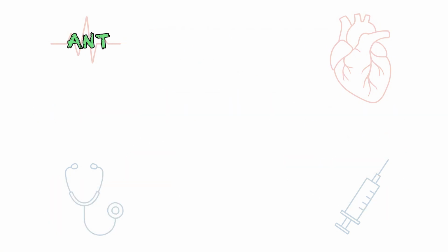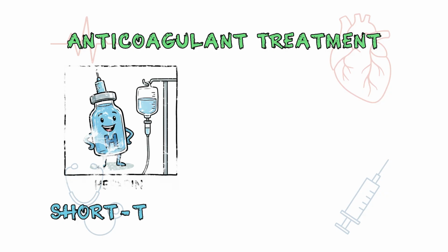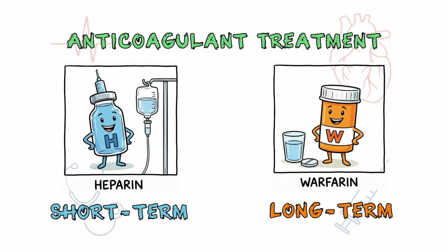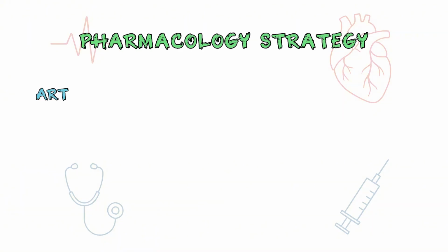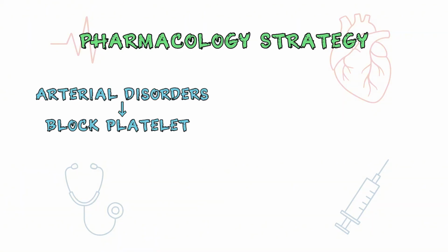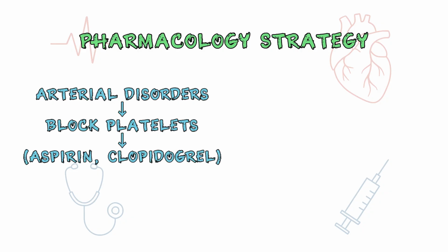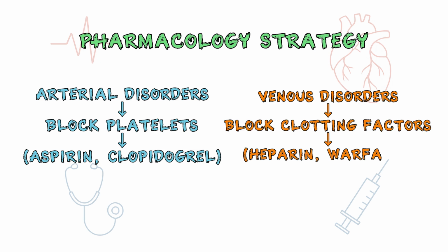Now, anticoagulant treatment. Short term, heparin, enoxaparin, which is Lovenox, and long term, warfarin, which is Coumadin. These medications prevent clots from getting bigger or breaking off. So, now a pharmacology strategy simplification. Arterial disorders, block platelets, which is aspirin, clopidogrel. Venous disorders, block clotting factors, which is heparin, warfarin. Or even more simply, post-myocardial infarction, use aspirin. Post-deep vein thrombosis, use warfarin.